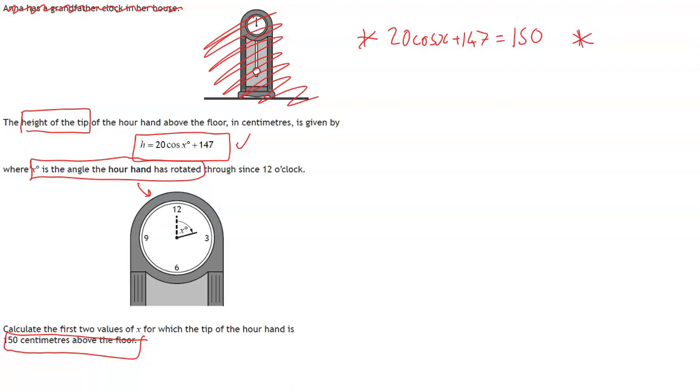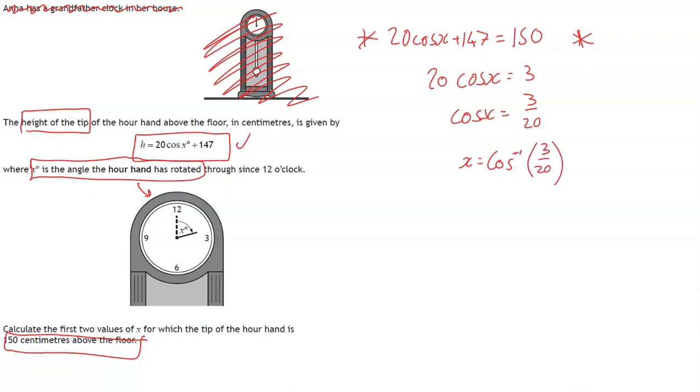Now, to solve it, we follow the same steps we normally would when solving a trig equation. Get it to a point where we've got just cos x. So I'd move the 147, so I get 20 cos x is equal to 3. Shift the 20, and I get cos x is equal to 3 over 20. From that, I can then find x by doing cos minus 1 of 3 over 20.